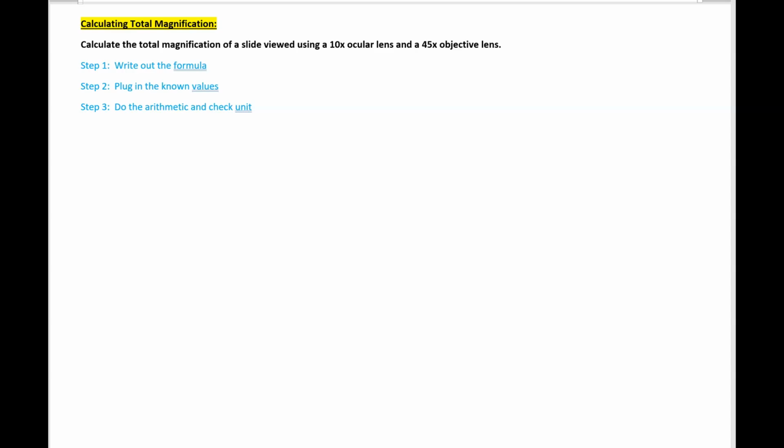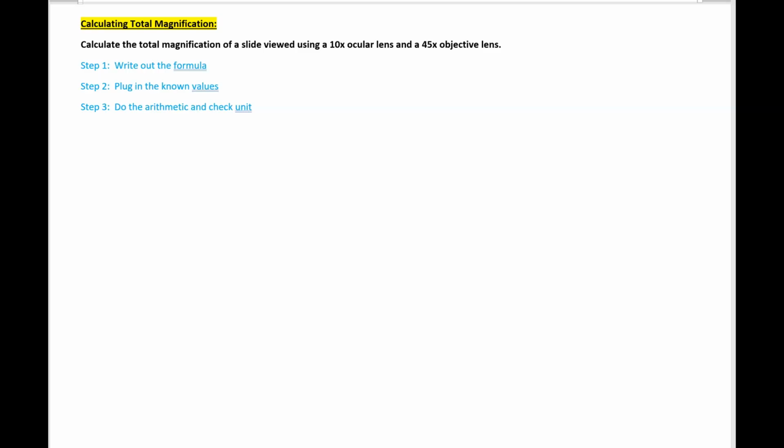In this video, I'm going to show you step by step how to do microscopy calculations. So we're going to look at total magnification, how to calculate field diameter, that proportion given knowns of another field diameter, and then we'll look at estimating cell size. So let's start with total magnification.